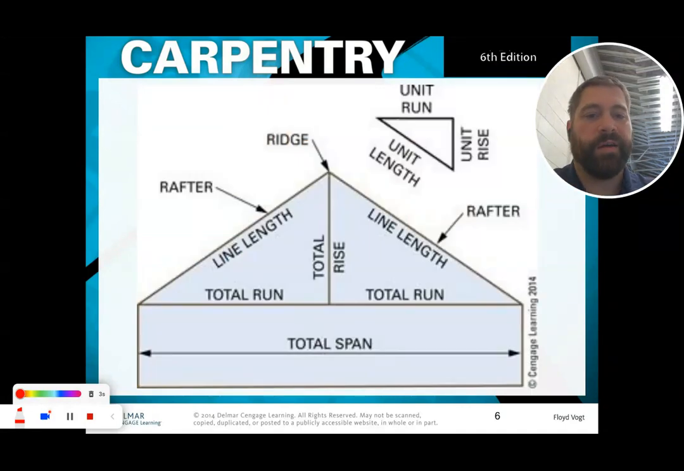So here's a pretty good diagram. We're talking about all of that. So we have our total span, and again, that goes from wall to wall. And then we have our rafter, our ridge, our total rise, and our total run. And this should be slightly extended out.